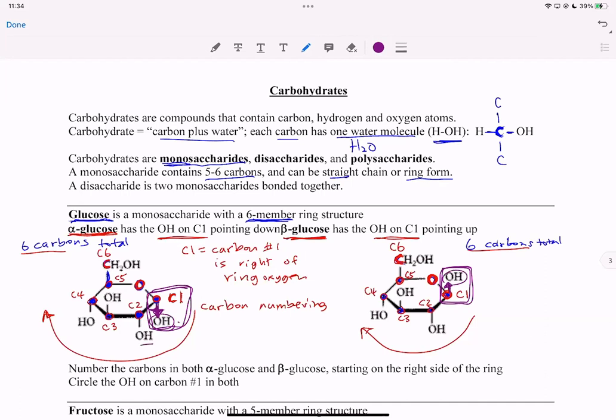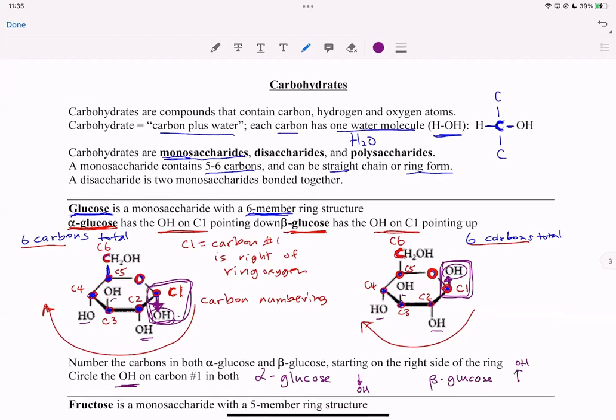You can see all the other OH groups are exactly the same. Carbon number 2 is down, carbon number 3 is up, carbon number 4 is down. And so the only difference between alpha glucose and beta glucose is the OH group on carbon number 1. So alpha glucose has the OH down compared to the beta glucose that has the OH up.